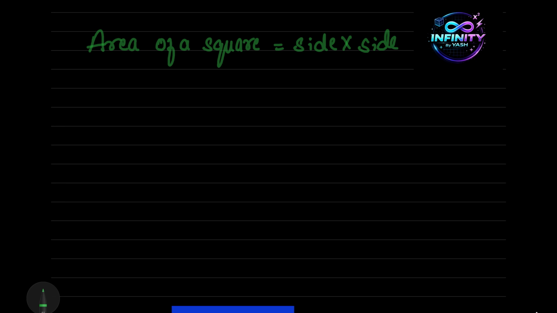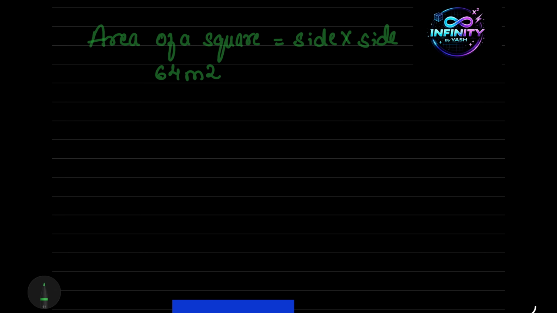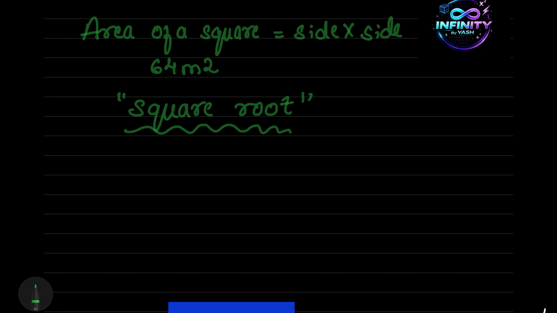Most of the students immediately remember area of a square is equal to side times side. That's correct. But today the situation is different. The area is already given, that is 64 square meters. What we don't know is the side. Can we still use multiplication? No. Now we have to do the reverse of multiplication, and the reverse process is called square root.